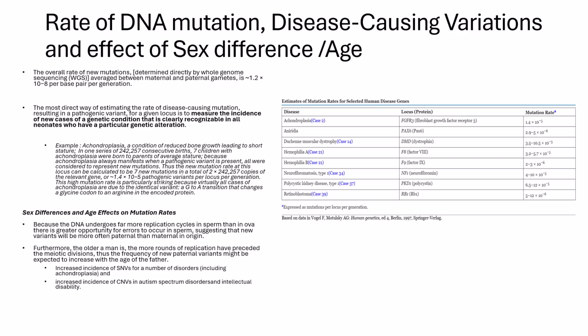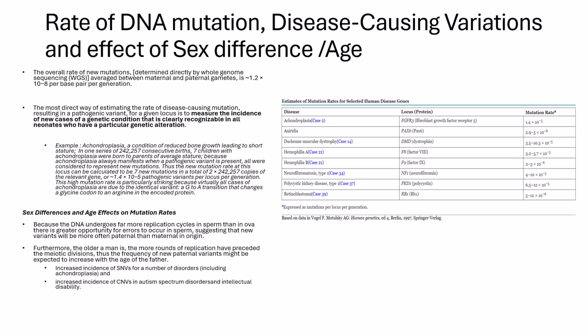You don't need to know everything on this slide, but this is just to tell you how we measure the rate of new mutations: we measure the incidence of new cases of a genetic condition that is clearly recognizable in all neonates who have particular genetic alterations. We get an example here of achondroplasia, which is measured on the FGFR protein locus.